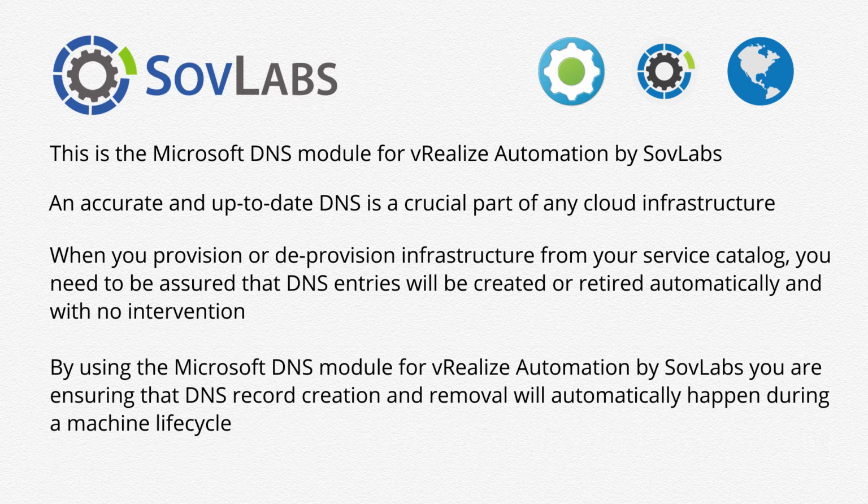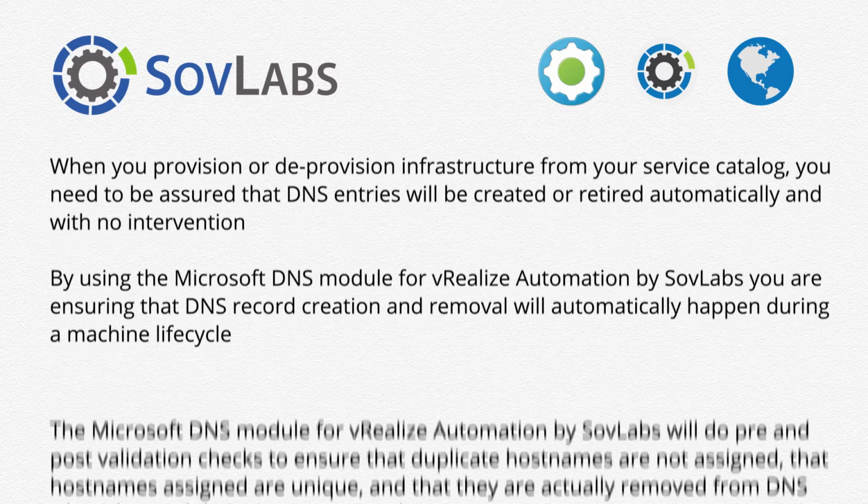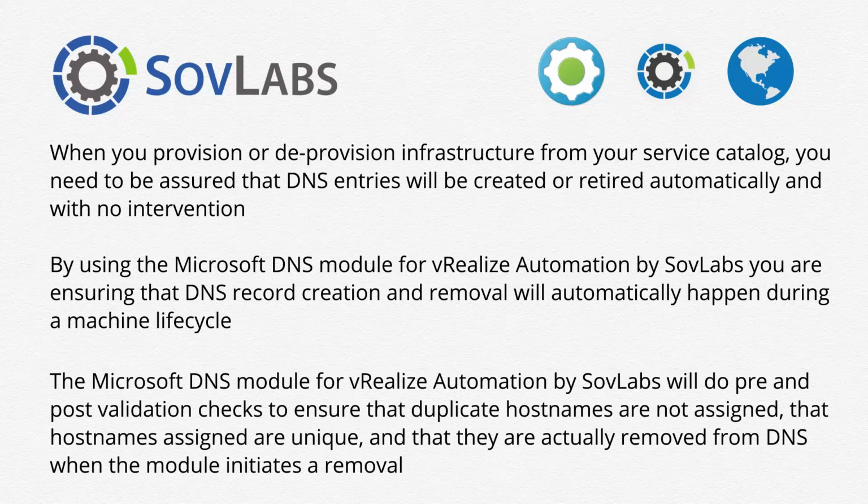By using the Microsoft DNS module for vRealize automation by SovLabs, you are ensuring that the DNS record creation and removal will automatically happen during a machine lifecycle. The Microsoft DNS module for vRealize automation by SovLabs will do pre- and post-validation checks to ensure that duplicate hostnames are not assigned, that hostnames are unique, and that they are actually removed from DNS when the module initiates a removal.